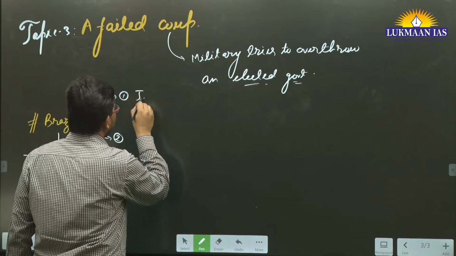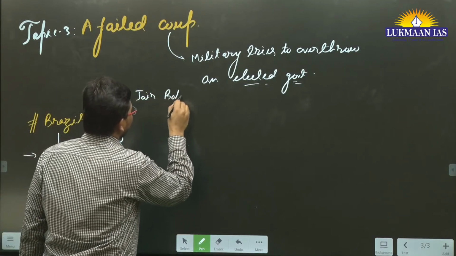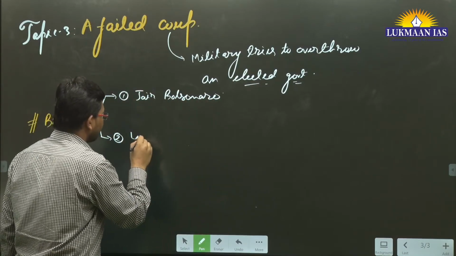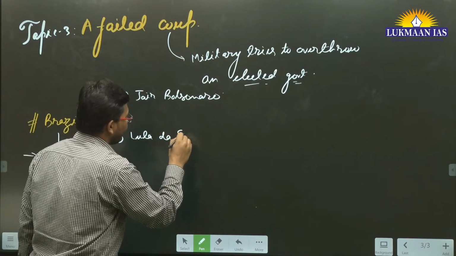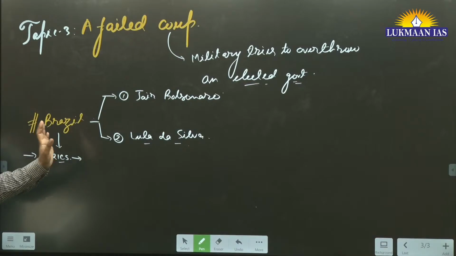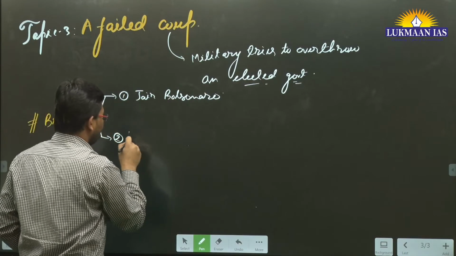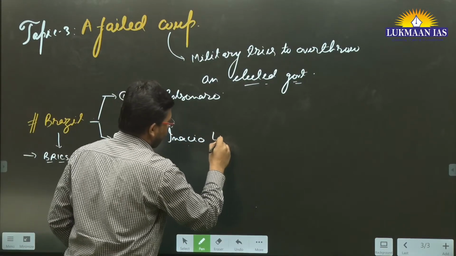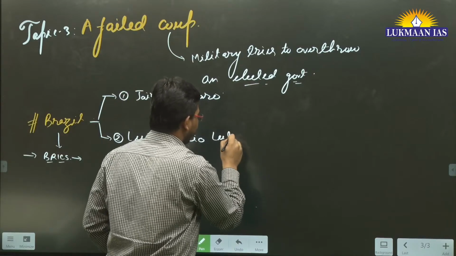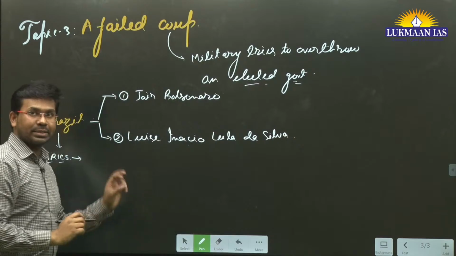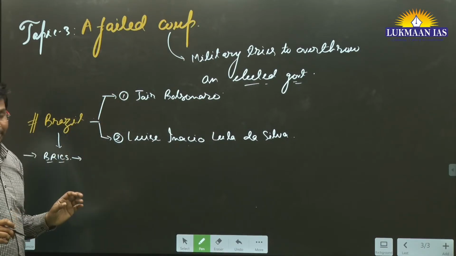so I'm just writing Jair Bolsonaro, right? This is one of the persons. The other is Lula da Silva. I'm not writing the full name of these people, that's how we know it. So Luis Inacio Lula da Silva. So this is one of the persons, right? Presidential candidate. This is another person, right?